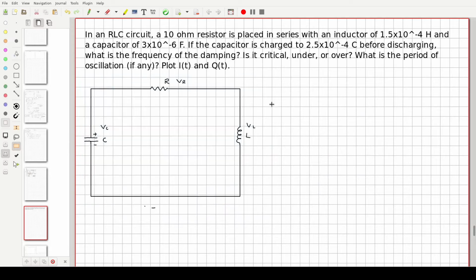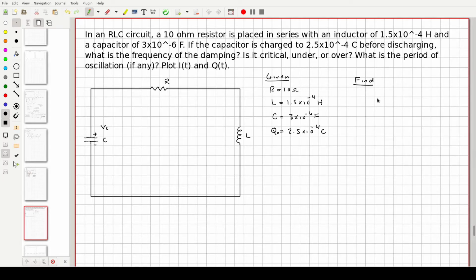So here's my circuit right here. We'll start off just by writing out our givens, and I'm going to use my equations. What we've been given is the following. We have a resistance of 10 ohms. We have an inductance of 1.5 times 10 to the minus 4th henries. We have a capacitance of 3 times 10 to the minus 6 farads. We know the amount of charge our capacitor is initially charged to, which is 2.5 times 10 to the minus 4th coulombs.